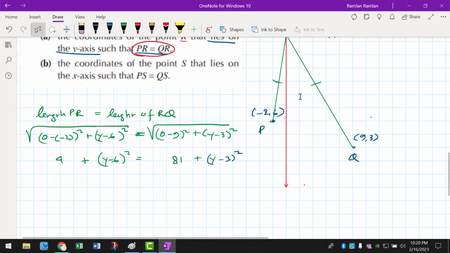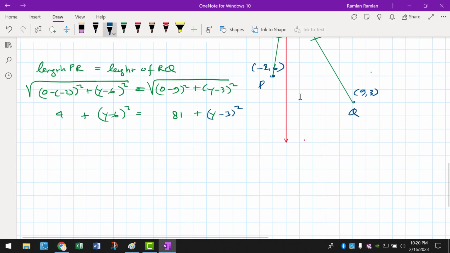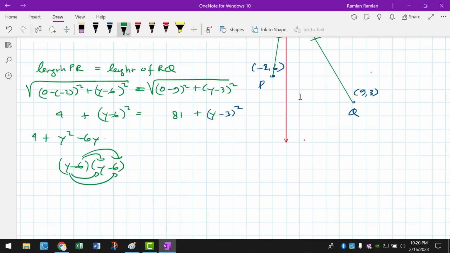Now you can expand this bracket. The 4 doesn't change, put it over here. If I expand this, there'll be y minus 6 times y minus 6. If you forget how to do the FOIL method, please see my previous video. You will get y squared minus 6y minus 6y plus 36, equals 81, which doesn't change. And this one, if I open the bracket, there'll be y squared minus 3y minus 3y and then plus 9.